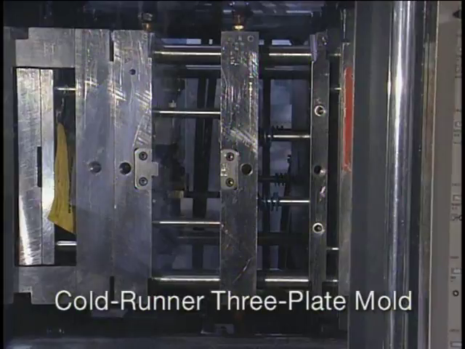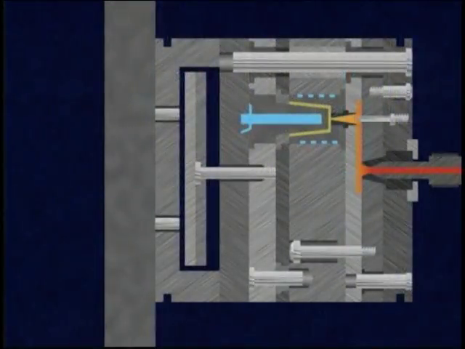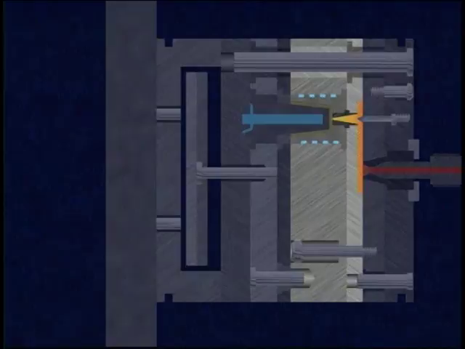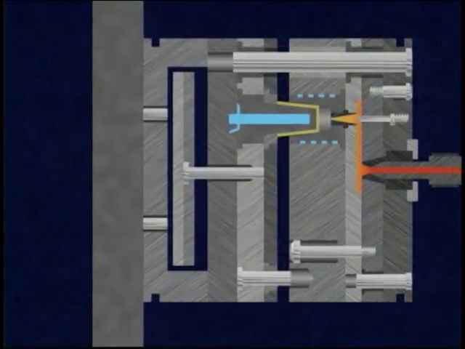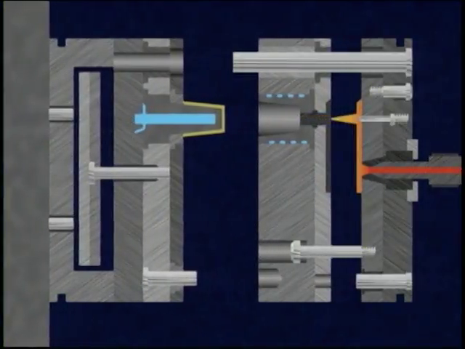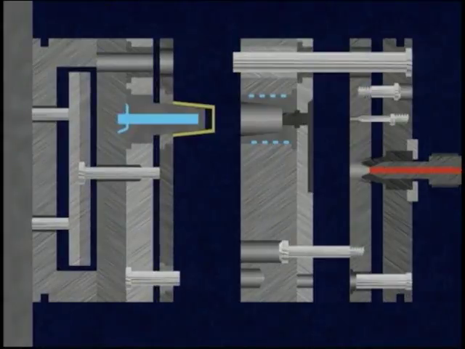The Cold Runner 3-plate mold uses 3 plates to mold the part. These plates include the stripper plate, which contains the sprue, the middle or cavity plate, which holds the cavity, runner, and gate, and the movable plate, which holds the molded part. This type of cold runner mold design automatically separates the runner system from the part as the mold opens and is very easy to automate.